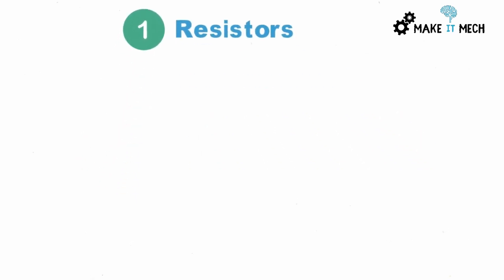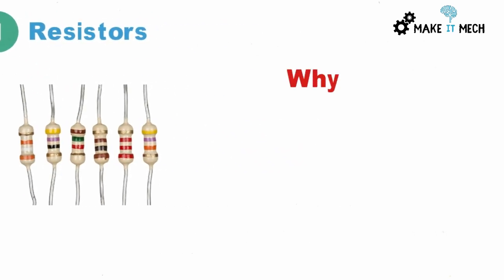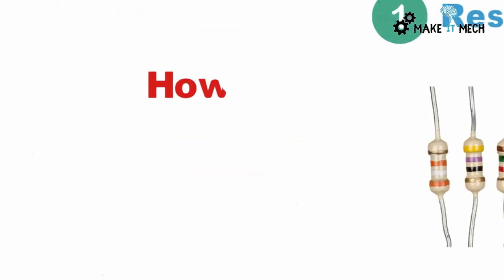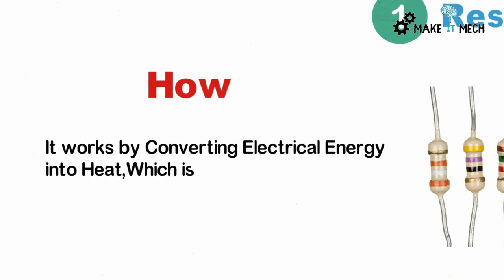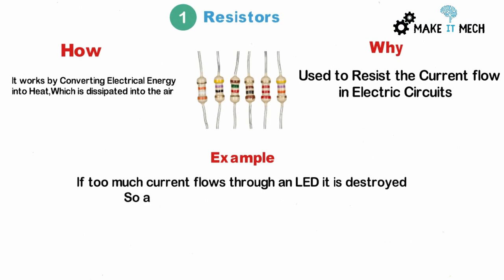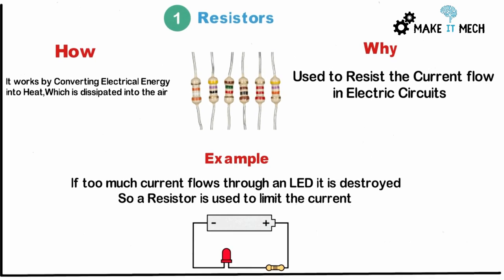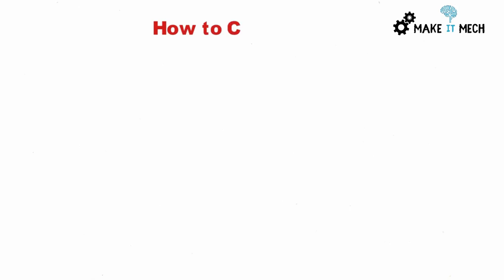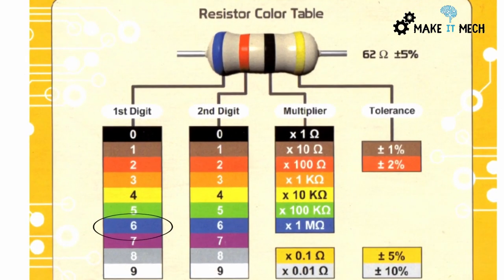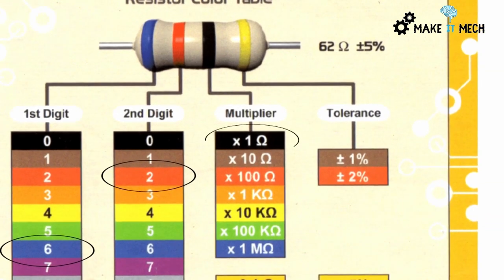Okay, let's start with the resistors, the very basic component in electronics. A resistor is used to resist the current flow in electric circuits. It works by converting electrical energy into heat, which is dissipated into the air. For example, if too much current flows through an LED, it is destroyed. So a resistor is used to limit the current flow. For manual readings of a resistor, we have a color code table. Take the first and second digit and multiply with the third one.